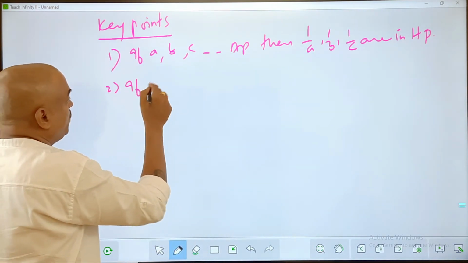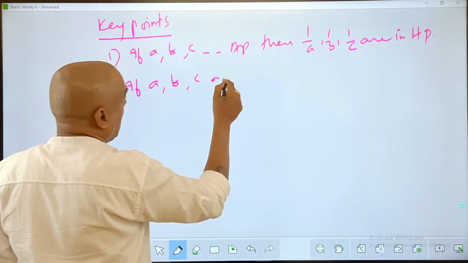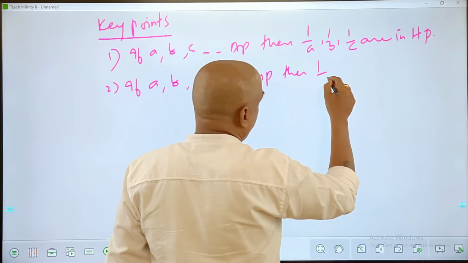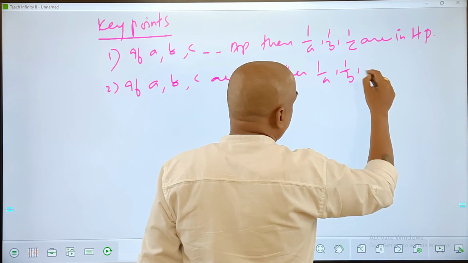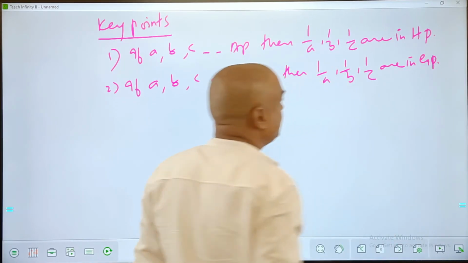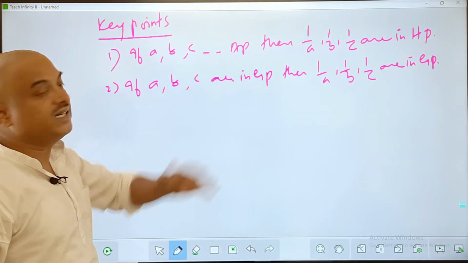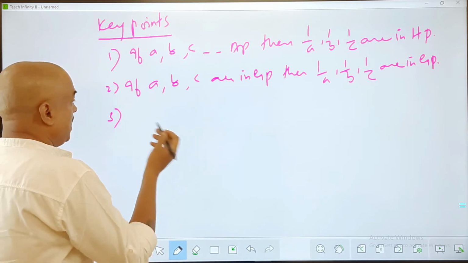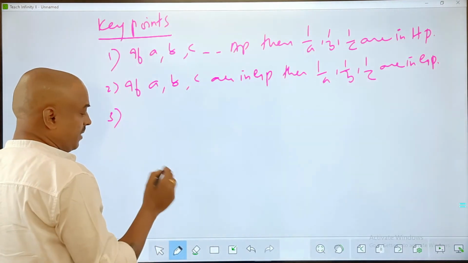Second one, if you have A, B, C are in geometric progression, then 1 by A, 1 by B, 1 by C are in geometric progression you get. The series and its reciprocal both are in geometric progression. Point number 3. Now if you remember this point, I'll make a point here.